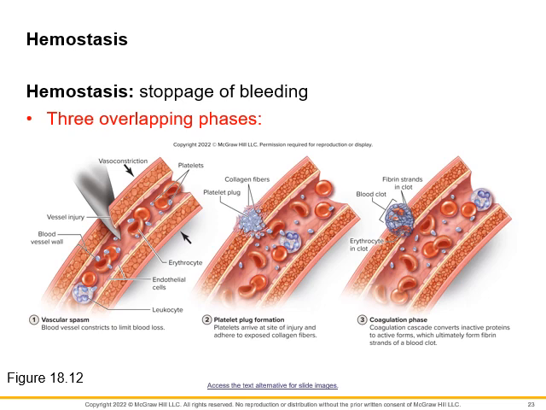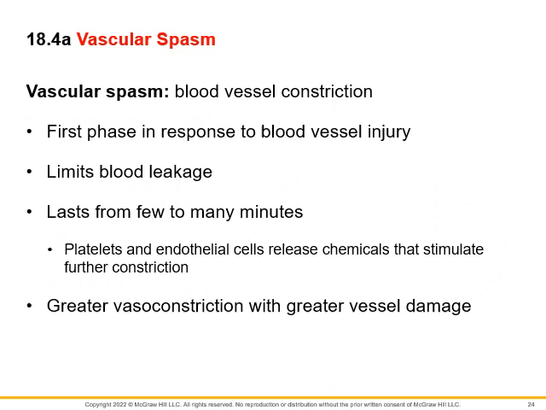You're going to see platelets aggregate to an area. So you're going to see this platelet plug formation. And then we have to do the coagulation phase. So the first step here, we're going to see vascular spasm. It is blood vessel constriction. This limits the amount of blood that can leak out. So that should make sense, right? We're going to constrict the area and stop blood from leaking out.